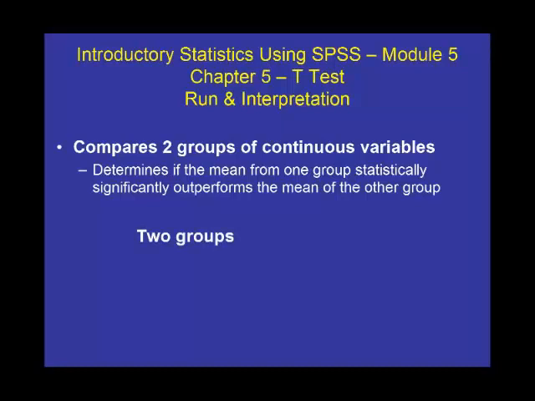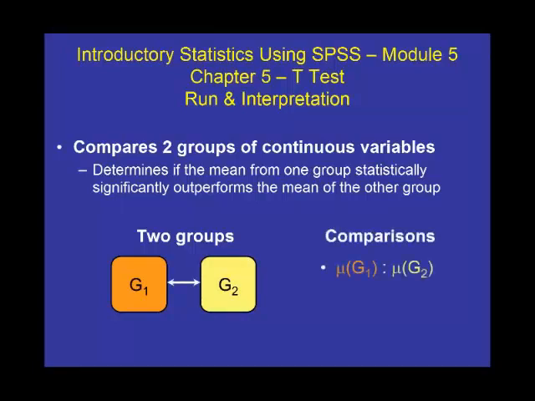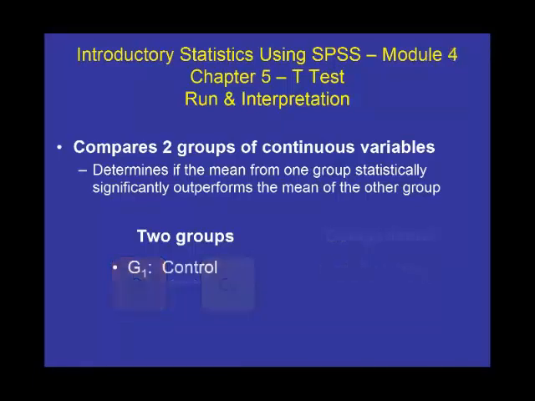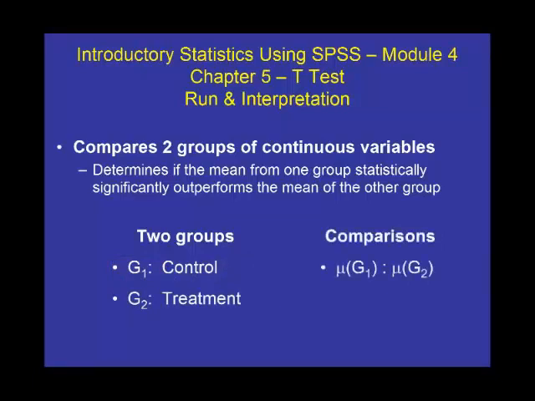In a two-group model, here's Group 1 and here's Group 2. In terms of comparisons, we can compare the mean of Group 1 to the mean of Group 2. Specifically, Group 1 would be the control group, and Group 2 would be the treatment group. The t-test could compare the mean of the control group to the mean of the treatment group to determine if one statistically significantly outperformed the other. In this example, the control group will get math as usual, and the treatment group will get Z-math.